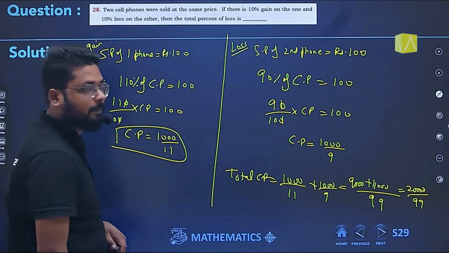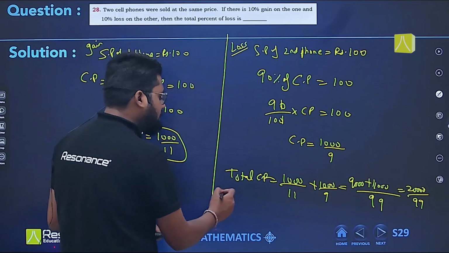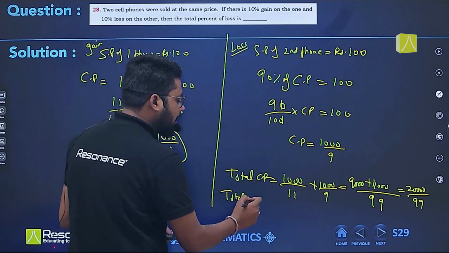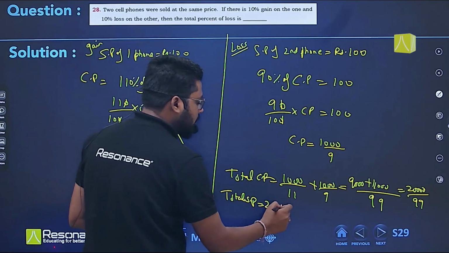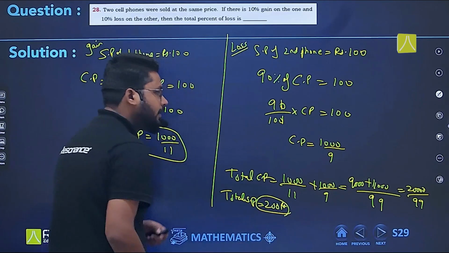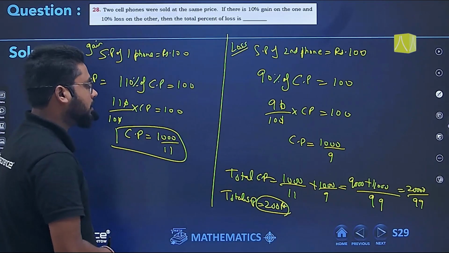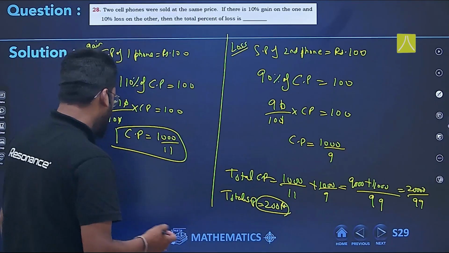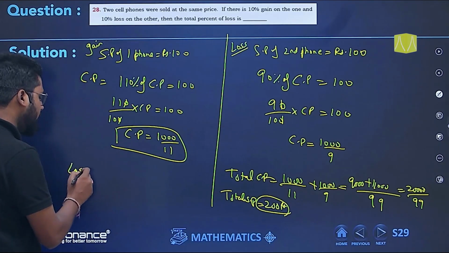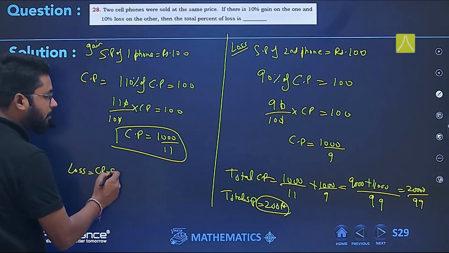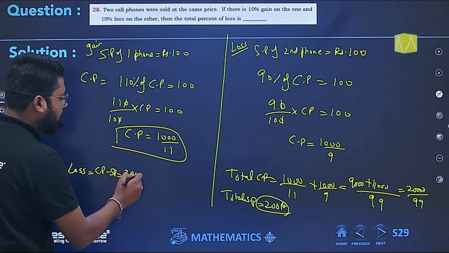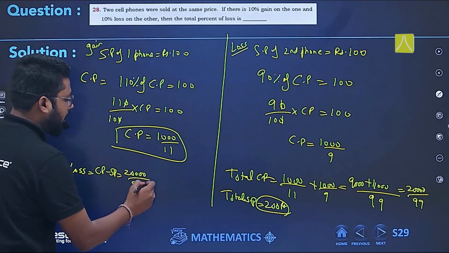20,000 by 99. Okay, total selling price is what? 100 plus 100, that is 200 rupees. So we are seeing that it is a loss. So how much loss is it? So for loss, the formula is CP minus SP, that is 20,000 by 99 minus 200.